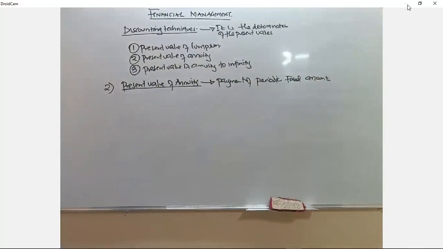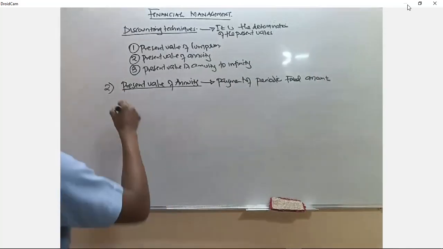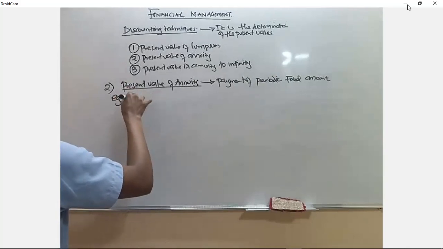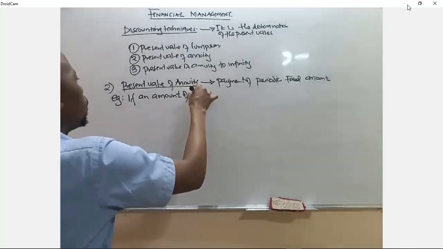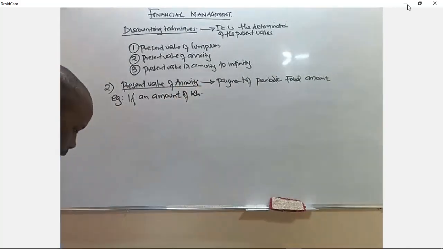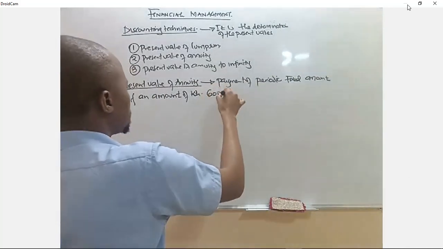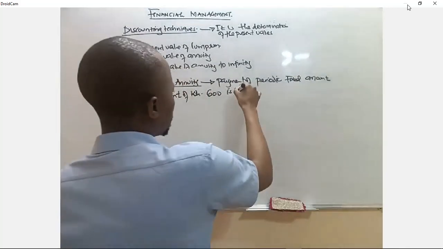So you can look at an illustration of an annuity here. For example, if an amount of 600 Kenya shillings is invested, or is expected, at the end of each year.